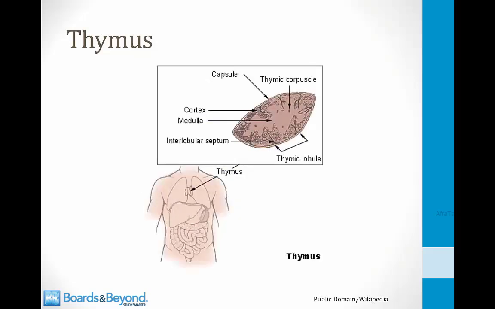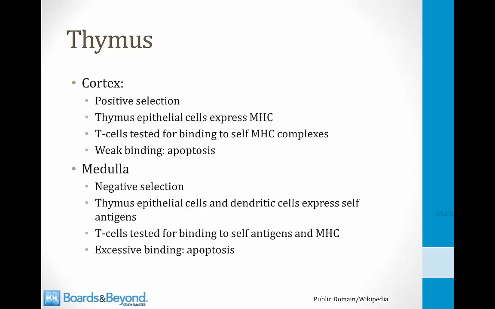This is a picture of the thymus and its location in the chest. Note that it's located in the anterior mediastinum of the chest. It has two lobes, and each lobe is surrounded by a capsule. And functionally, the most important parts of the thymus are the outer portion, called the cortex, and the inner portion, called the medulla. So as I said before, most T cells will die in the thymus. Those that are going to survive are selected for survival.